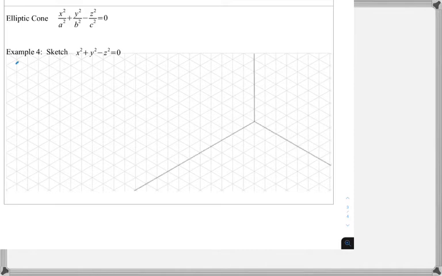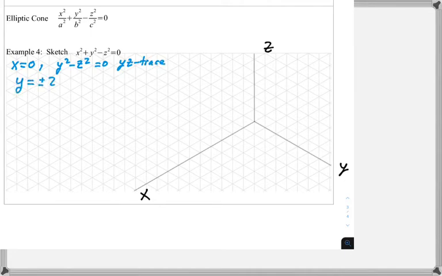So let's go ahead and put in our coordinate system. When x is equal to 0, we have y squared minus z squared is equal to 0. So for our yz trace, if we solve this, we have y is equal to plus and minus z, so that's going to be the positive and the negative identity functions, y equals z. And so we'll go ahead and graph those.